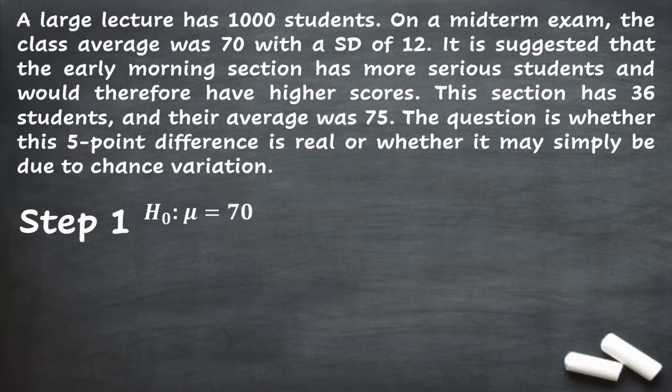We proceed with the next sentence. It is suggested that the early morning section has more serious students and would therefore have higher scores. So for this one, this will be our basis for the alternative hypothesis since this is somehow a researcher's claim because of the phrase, it is suggested that. Okay po. So, the alternative hypothesis will be the population mean is greater than 70 since in the statement we have the phrase higher scores. So, for higher scores, the inequality symbol is greater than.